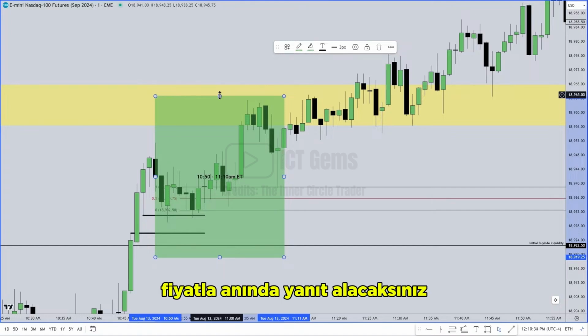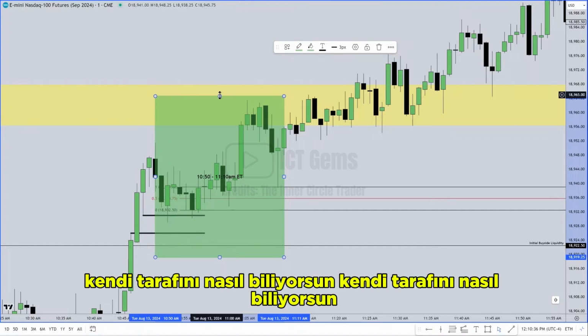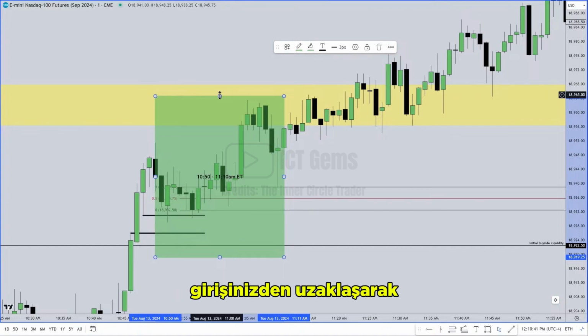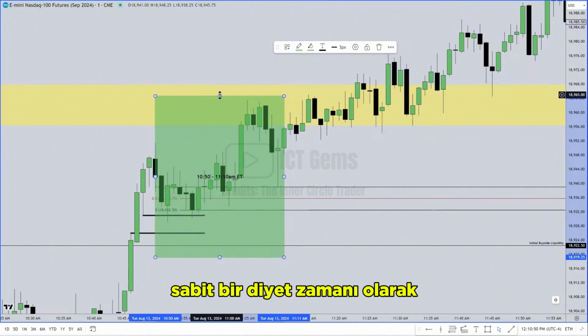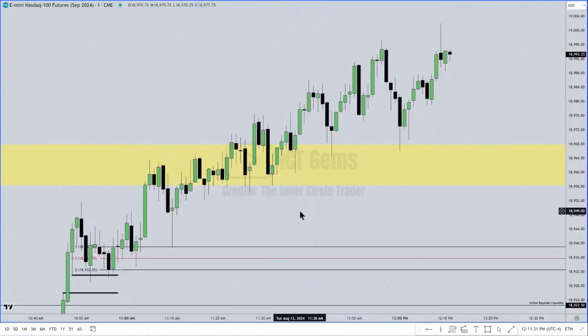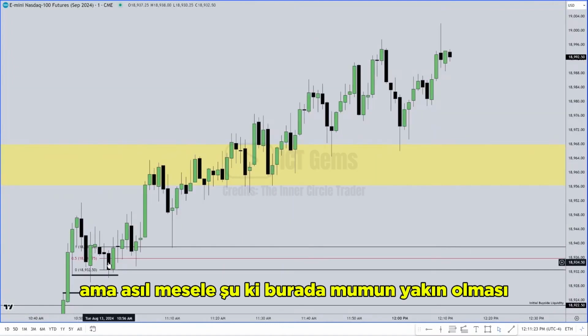You're going to get the immediate response by price telling you, yes, you're on side. How do you know you're on side? When the market immediately starts moving away from your entry and never getting close to your stop. That's a wonderful feeling. How do you get into trades that promote that as a steady diet? Time.